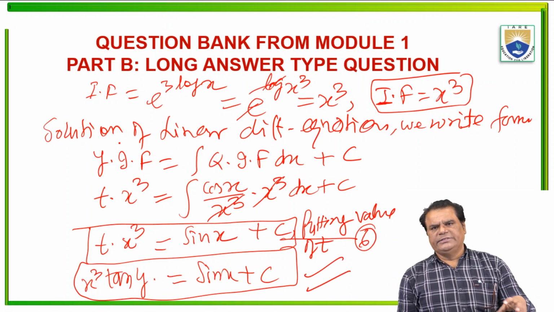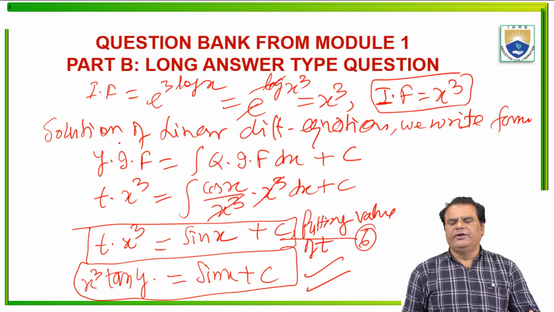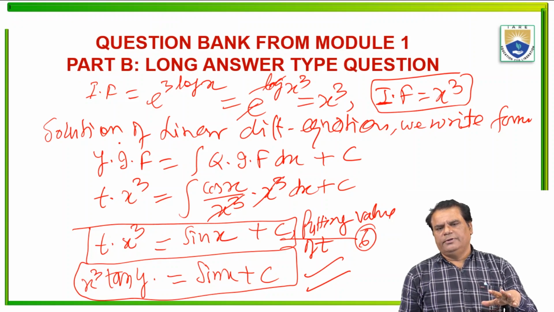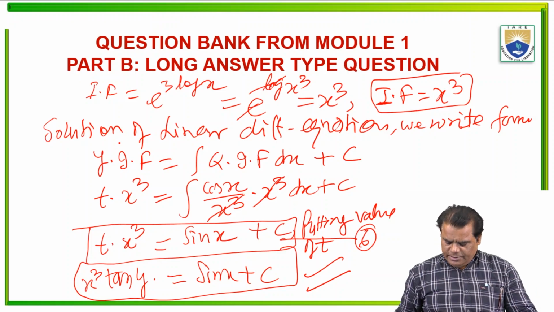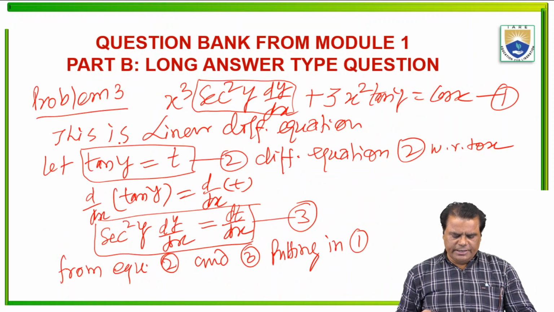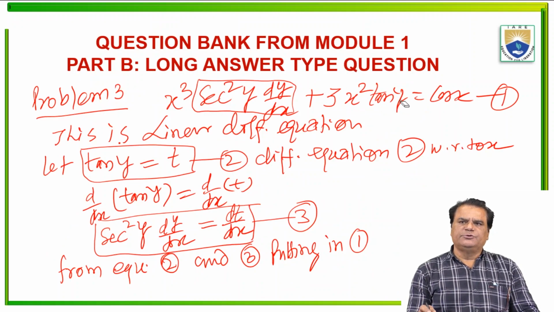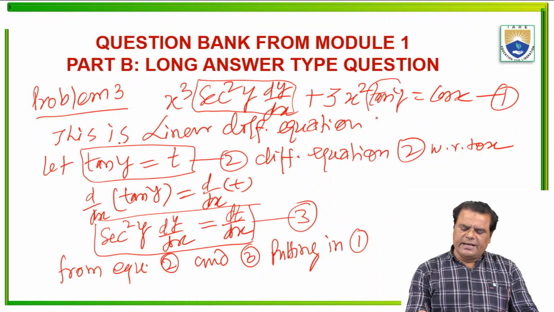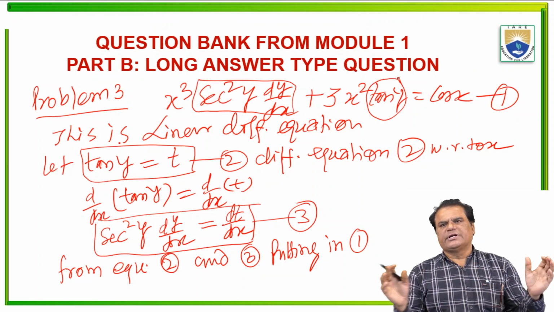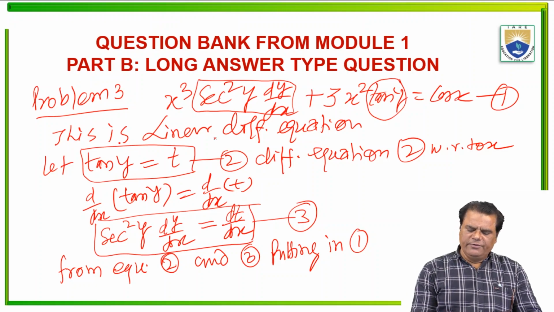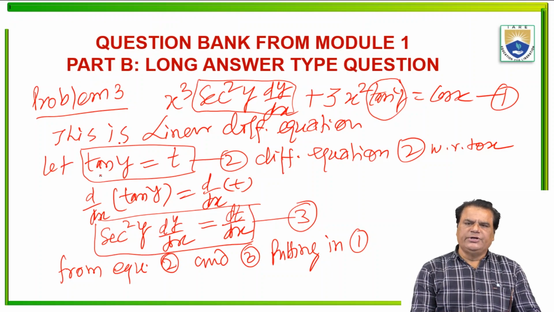First of all, basically problem 3 is a linear differential equation. But after substituting some value, that converts it into a direct linear form. So I am considering tan y equal to t. In this question, considering tan y equal to t. This tan y is disturbing the question, and here is sec square y dy dx. So after considering tan y as t, this question converts into the full form of linear. So this is a linear differential equation after considering this.